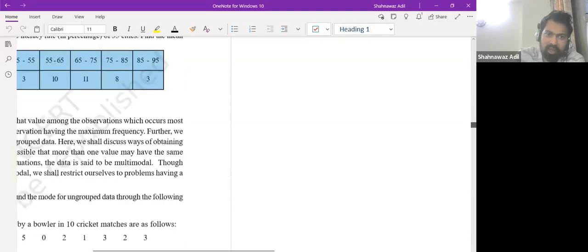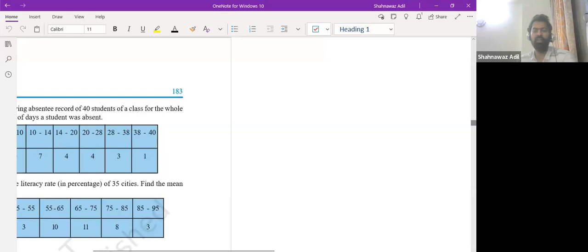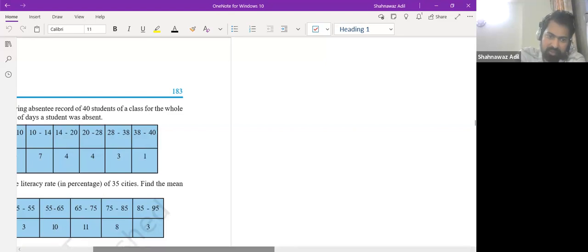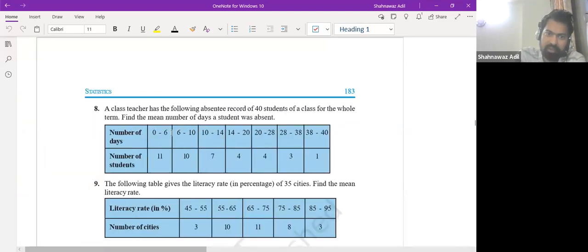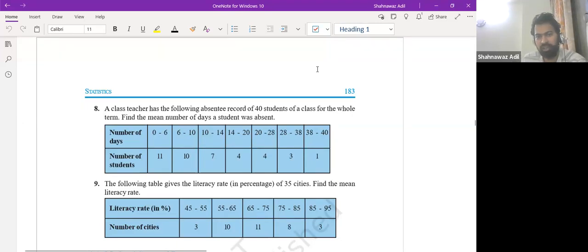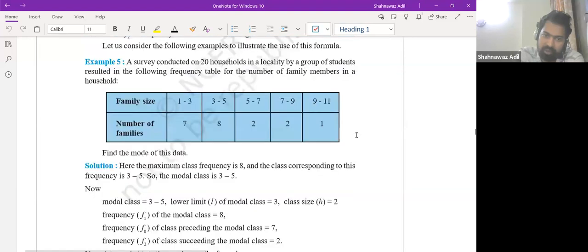Whenever the median is given, you already know the median class. Let's say this is the class interval you have: 0 to 6, 6 to 10, and the median is 25. So you already know that the median class would be 20 to 28. No need to calculate n by 2 or other things. You already know what the median class would be. So that is the idea. Did you understand that part?